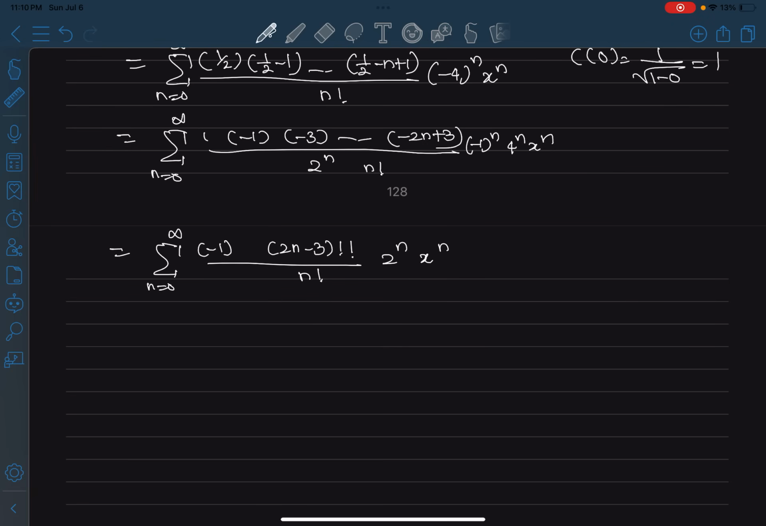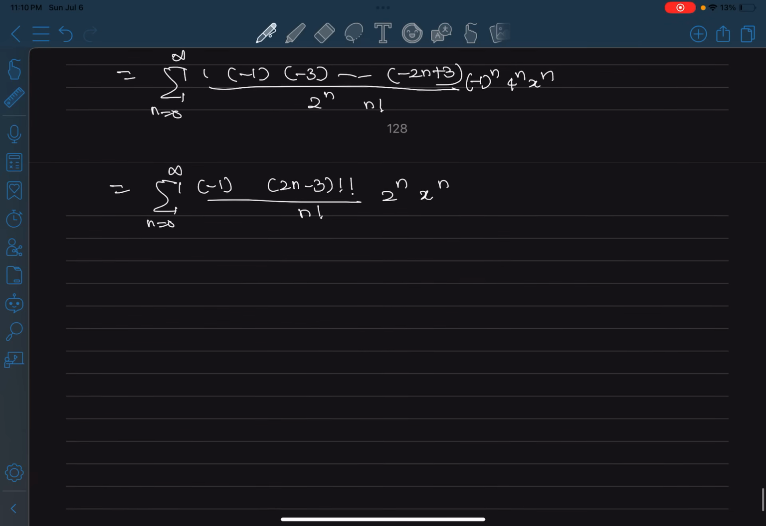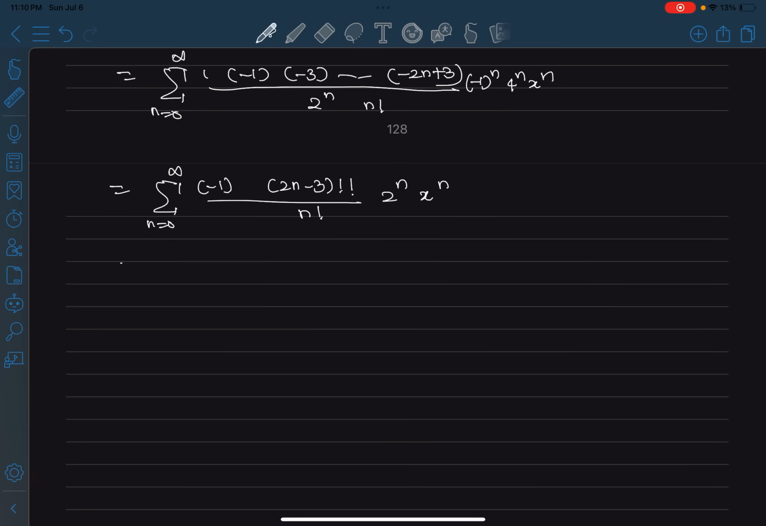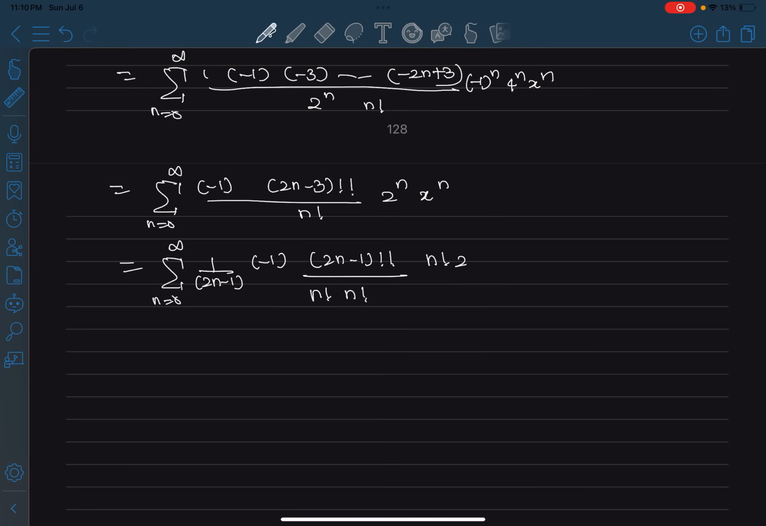So over here, if you want to change it to a central binomial coefficient, what you can do is introduce 1/(2n-1) over here, so that this becomes (2n-1) double factorial. And again, if you introduce another n factorial and 2^n over here, then there will be n factorial 2^n over here, right? x^n. But again, this thing is just (2n) double factorial, right?